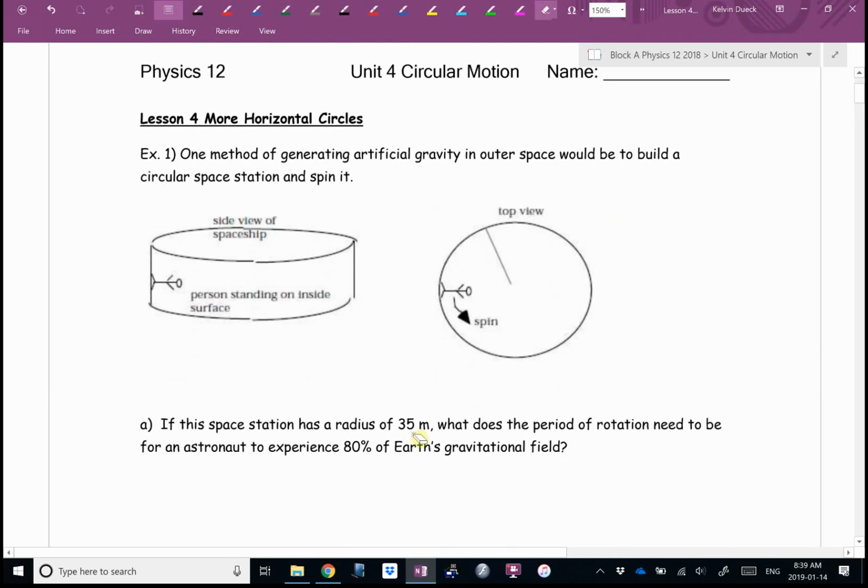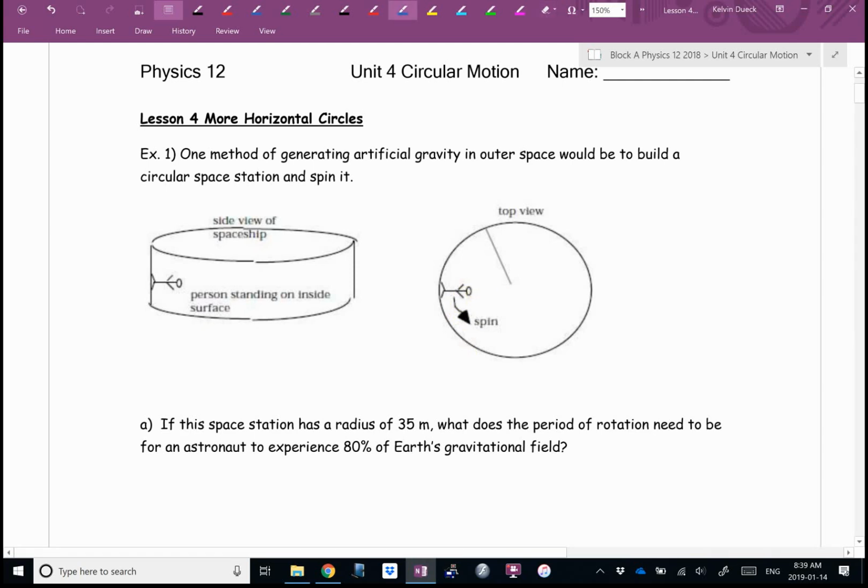So here's a space station of radius 35 meters. What does the period need to be if we want the astronaut to experience 80% of Earth's gravity? What path is this person tracing out? You know what this is a good job for? Free body diagram. I'm going to do the free body diagram right on this top view.